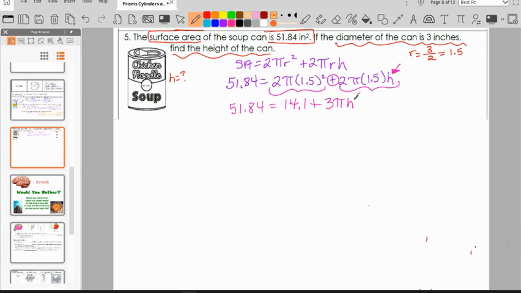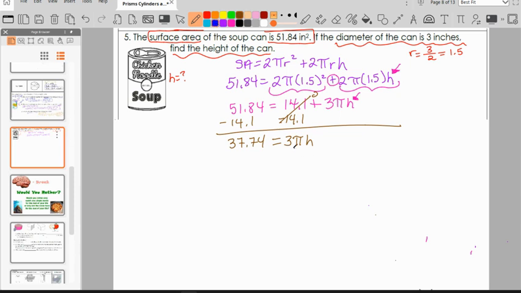Now remember, our goal is to get this h by itself. So look at this equation. What do I need to do first if I'm trying to get the h by itself? Well, right now it has a 14.1 added to it. So I'm going to undo that addition by subtracting 14.1 from both sides. So if I subtract 14.1 from both sides, that's going to cancel. That gives me 3 pi h on this side equals 51.84 minus 14.1 is 37.74.